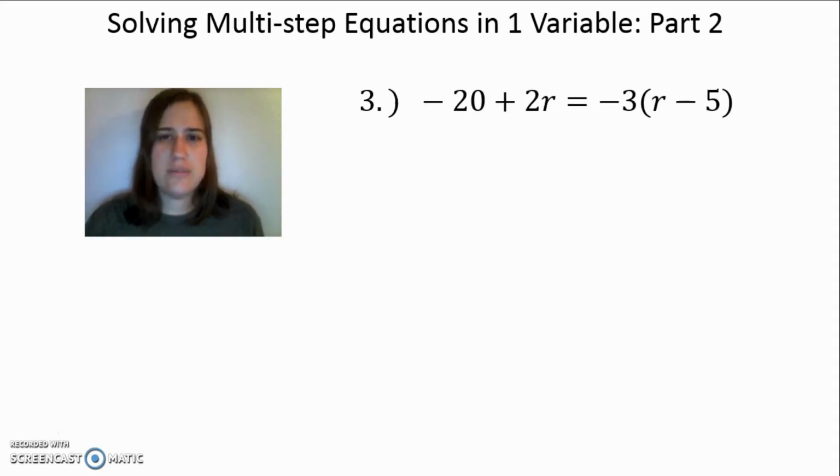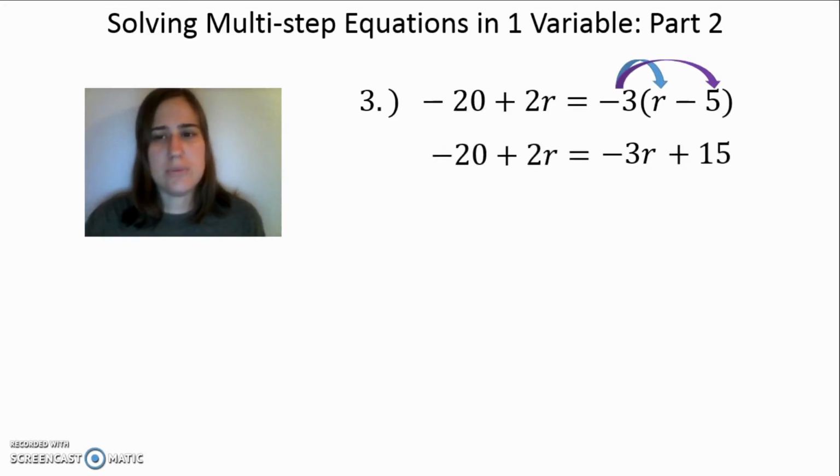For number 3, the distributive property is going to be used on the right side of the equation. -3 times r is -3r, and -3 times -5 is +15. Then we bring down the rest of the problem, and we have one r on both sides, and we have one constant on both sides.